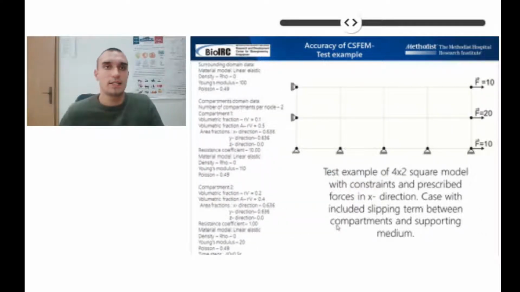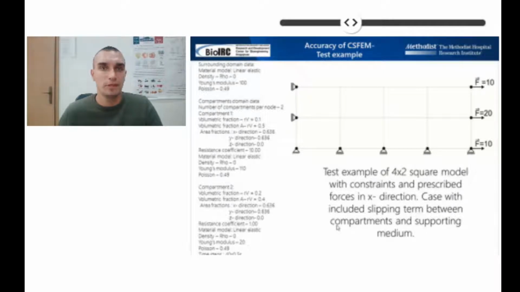Accuracy of this smeared finite element methodology in mechanics is tested on several examples, from a simple test example to a detailed model with cells and surrounding tissue. First, we tested this smeared model's accuracy on a simple test example of a square model with constraints and prescribed forces in the x direction. We included slipping between compartments and the supporting medium, and on the left, the surrounding domain data is presented, with a linear elastic model used as the material model.